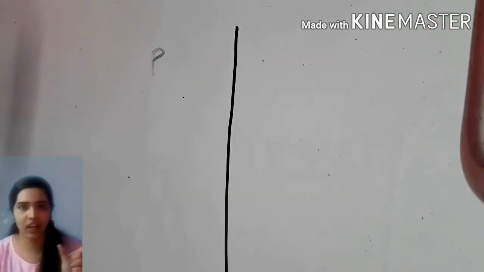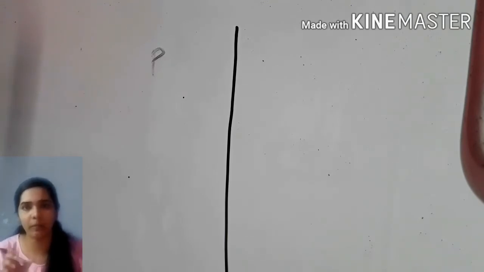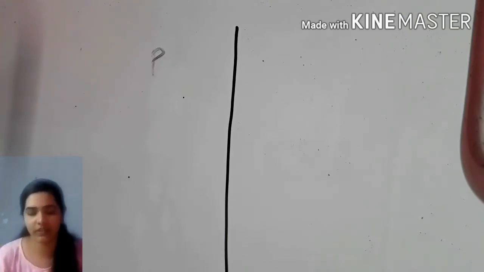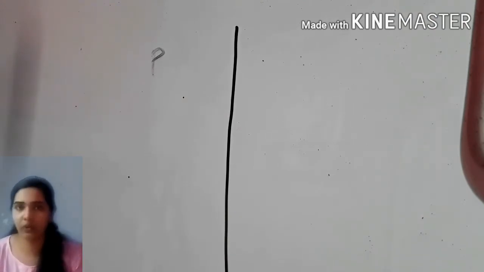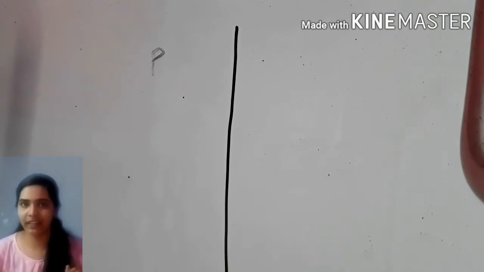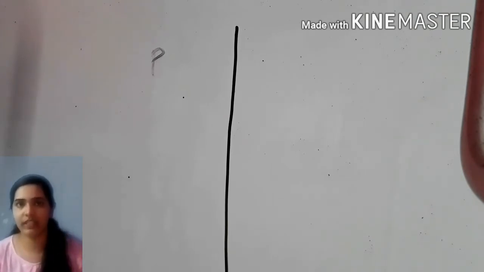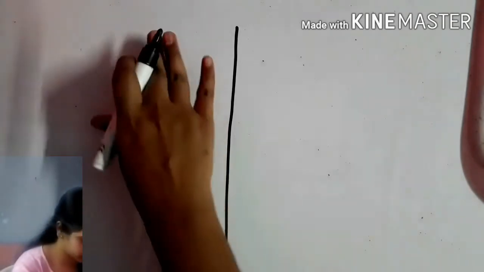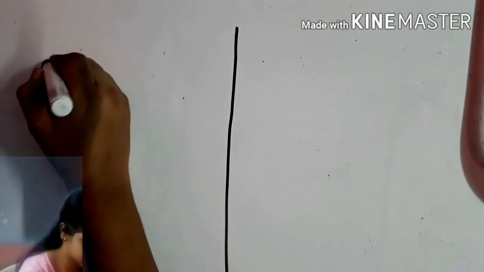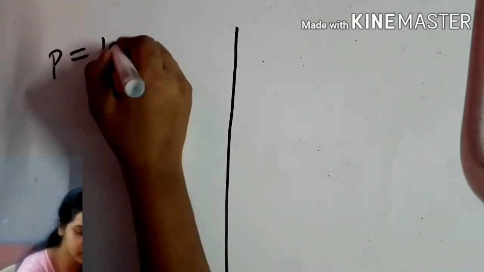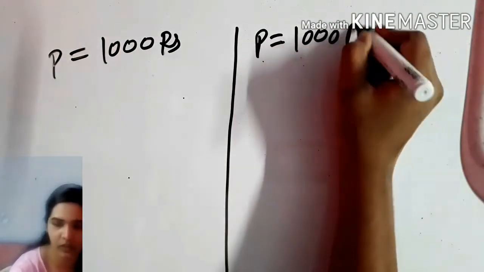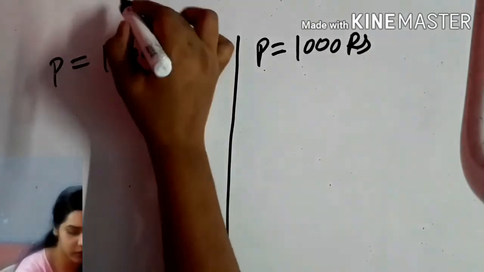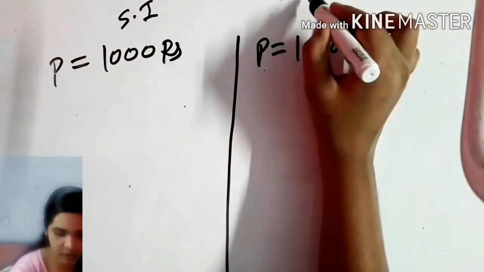If I am going to invest a certain amount using simple interest and the same amount using compound interest, what is the difference? Let's consider it for the first year. In the first year you are going to see there will be no difference, and in the second year there is a drastic change. Let's say we are investing 1000 rupees as principal. Here we are going to see simple interest and here compound interest.